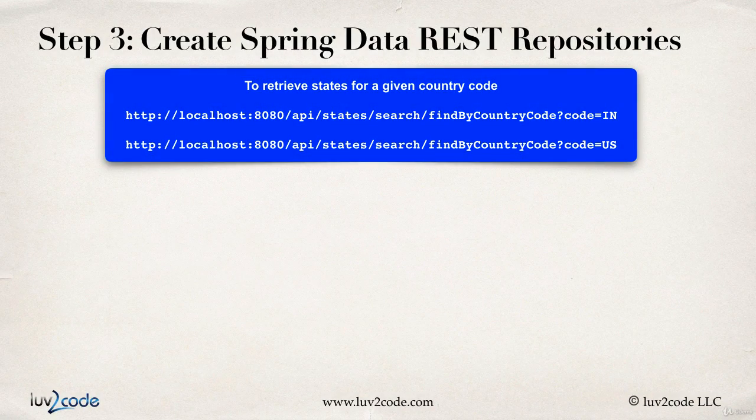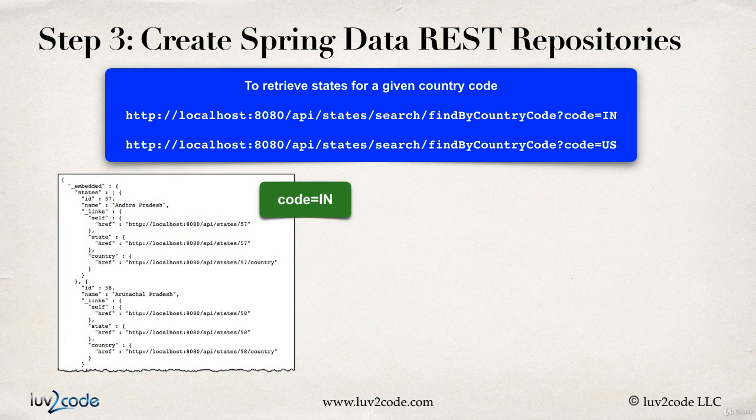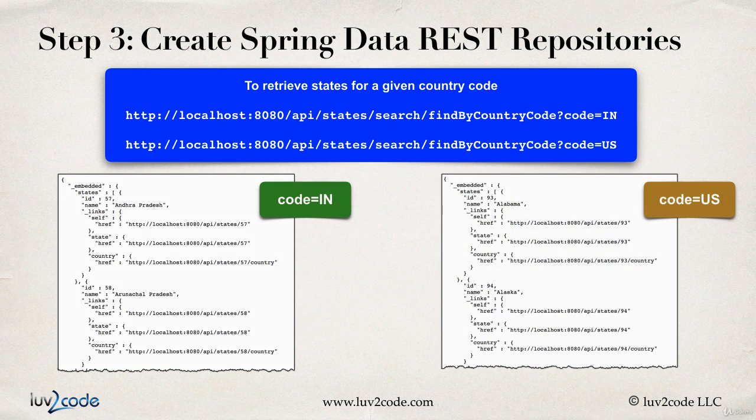Alrighty, so here's a quick example as far as the JSON output. So if I use country code equals IN for India, then I'll get all the states for India. A similar thing here, code equals US, I get all the states for the US. And again, we'll pull this all together once we get the back end up and running. Then we'll hook it into the front end for our user interface that's running in Angular.